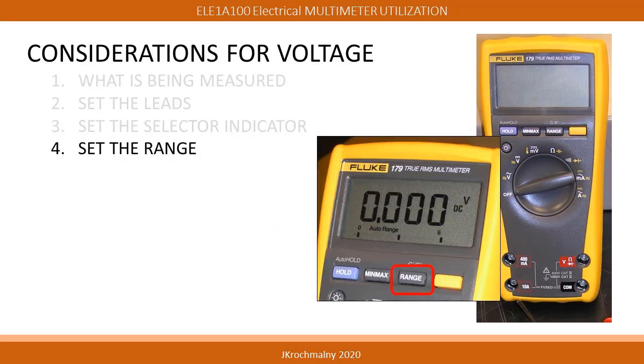The fourth step is to set the meter range. The pressing of the range button moves the displayed decimal point over to the right one position. With this range being set, the meter can read in values of tens, thousands, and millions. Some quality multimeters come with an auto range function which automatically adjusts the decimal point position.